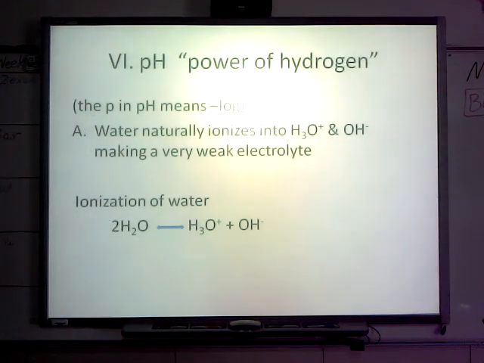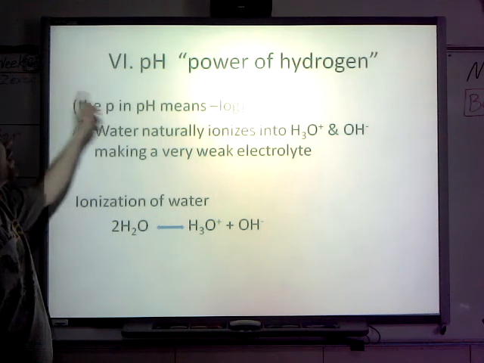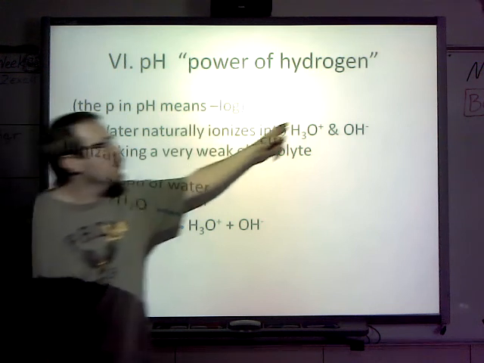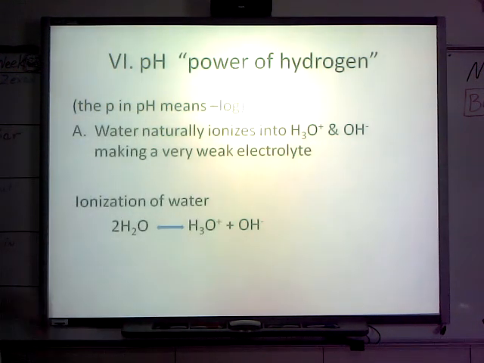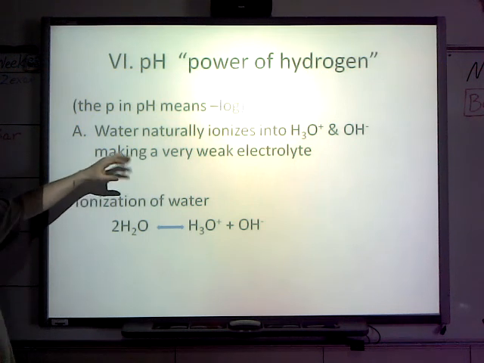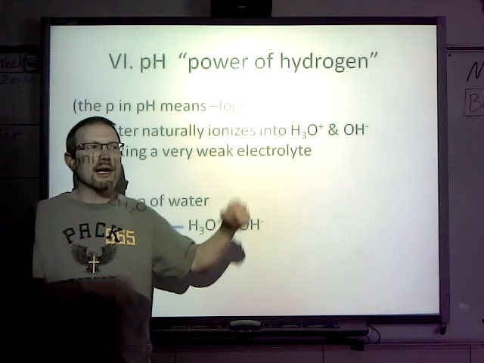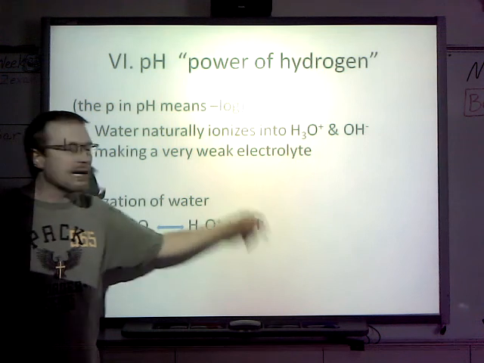Okay, remember, pH is a way of measuring how acidic a substance is. It is related to hydrogen concentration. Specifically, it's related to the negative logarithm of hydrogen concentration or hydronium concentration in a solution. Water, remember, naturally ionizes. Water molecules can just randomly split and become hydrogen and hydroxide ions, and so you end up with both hydronium and hydroxide in water.